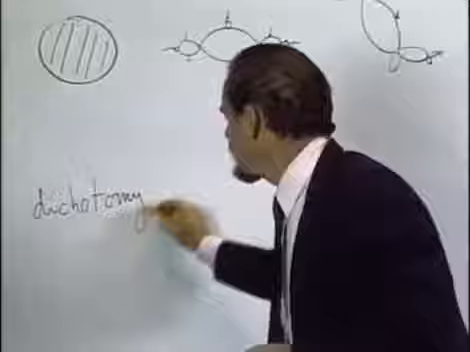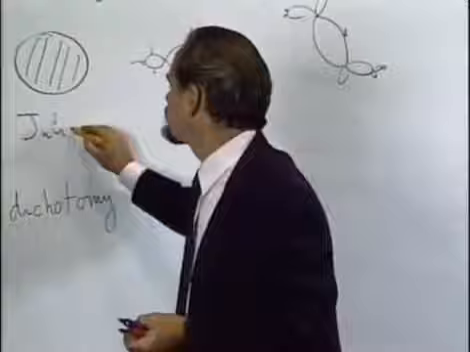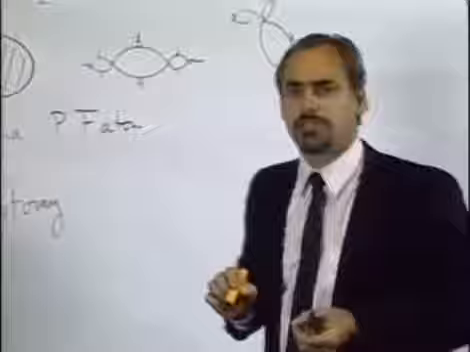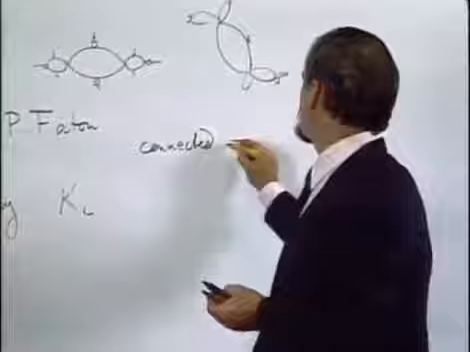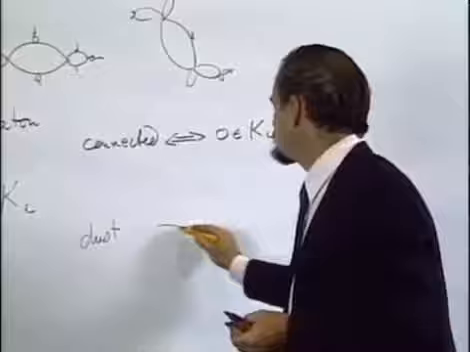which was discovered by two French mathematicians who really are the people who started this subject, Gaston Julia and Pierre Fatou. This dichotomy goes as follows. There are two possibilities. Either KC is connected, and that occurs if and only if 0 is in KC, or KC is simply a dust. And that occurs if and only if 0 is not in KC.